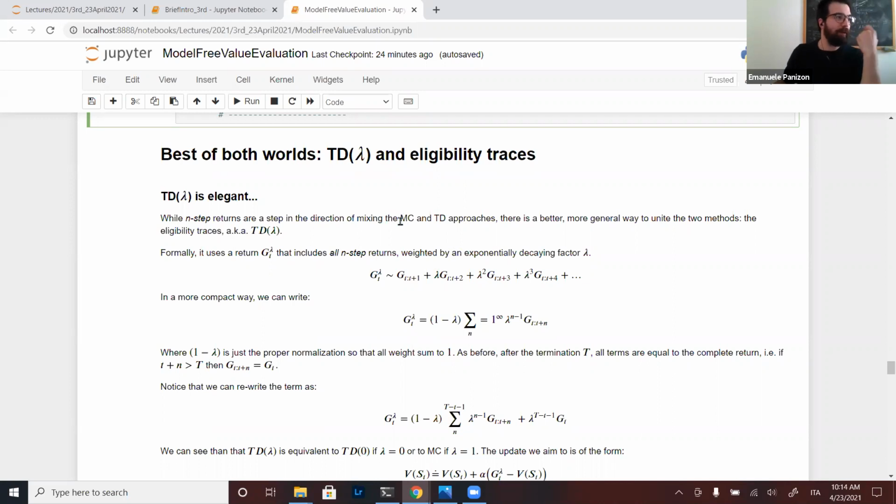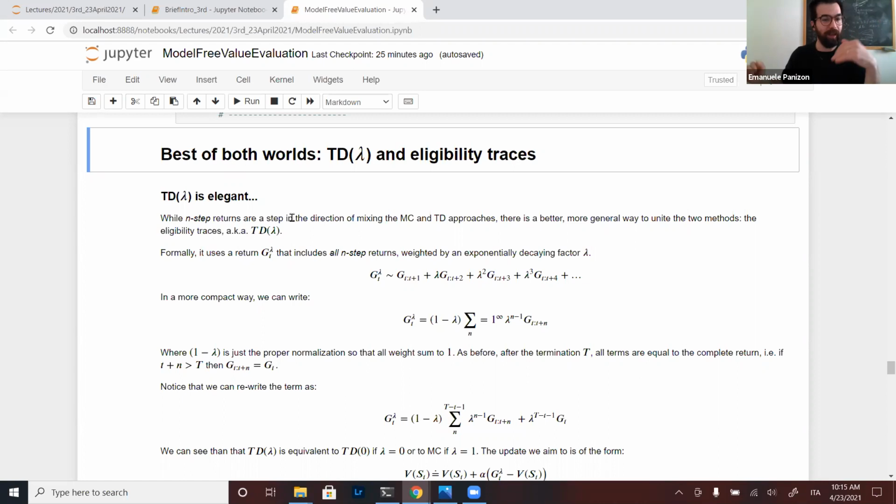So why is it called temporal difference zero? Because it's actually one specific case of a whole class, which is called TD lambda, where lambda is a number between 0 and 1. We will see that lambda equals 0 brings back temporal difference 0, and lambda equals 1 brings back Monte Carlo. So temporal difference lambda is very elegant because it allows us to bridge these two concepts of Monte Carlo and temporal difference.